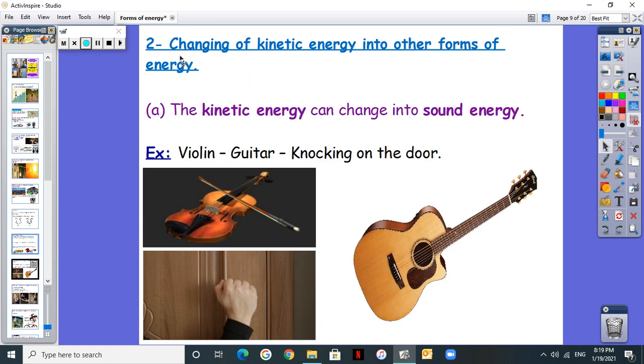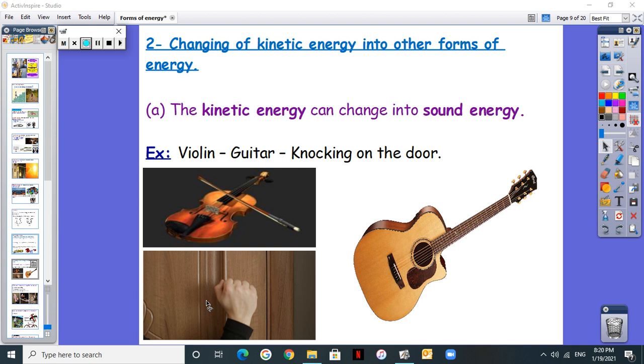Number two, we have a changing of kinetic energy into other forms of energy. Kinetic energy can change into sound energy. Can you give me an example of a changing of kinetic energy into sound energy? Violin. In the violin, the kinetic energy is changed into sound energy. Guitar and knocking on the door.